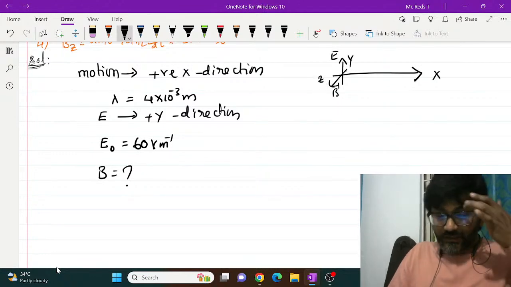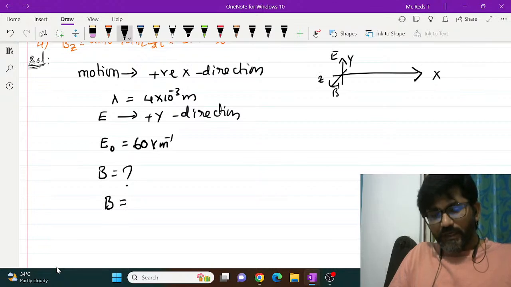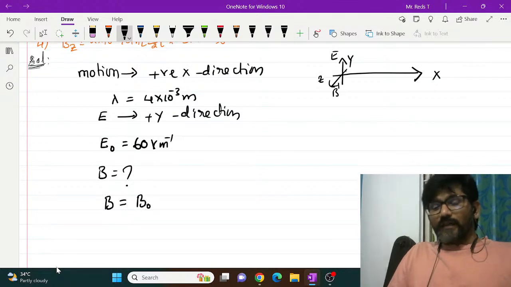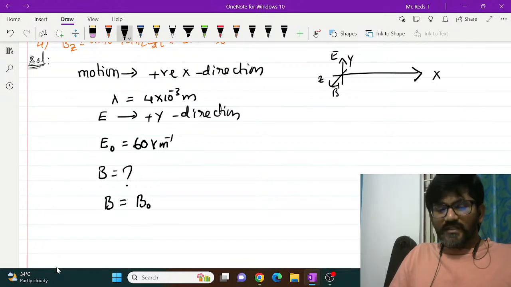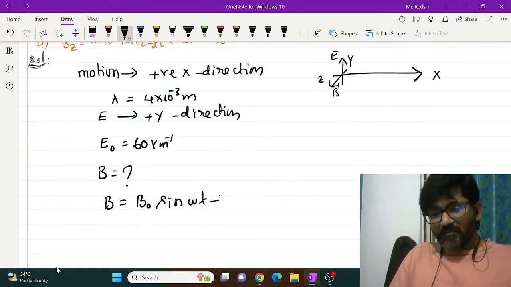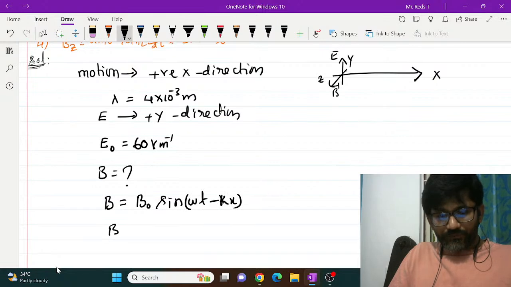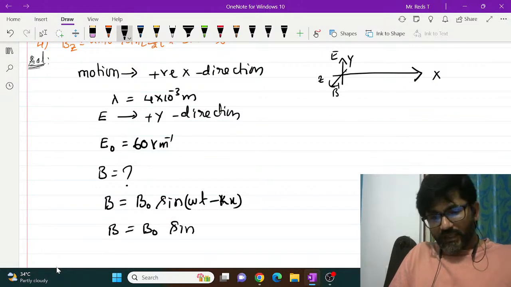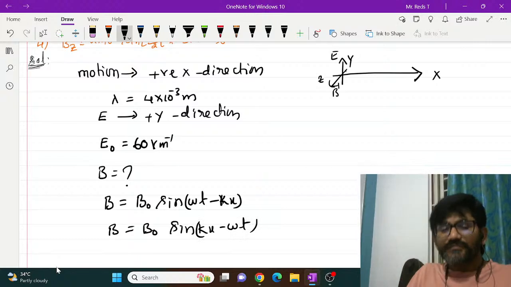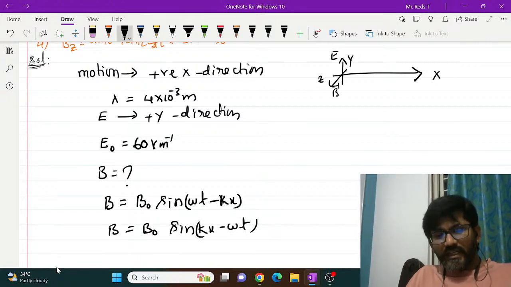So the general equation for magnetic field is written as B is equal to the peak value of magnetic field into, because electric and magnetic fields vary with time, we can represent these as sinusoidal functions. B naught sine of omega t minus kx, which is a progressive wave. Or you can also write B is equal to B naught into sine of kx minus omega t. When it is moving along positive x direction, the omega t and kx terms should have different signs. If kx is negative, omega t should be positive. If kx is positive, omega t should be negative.